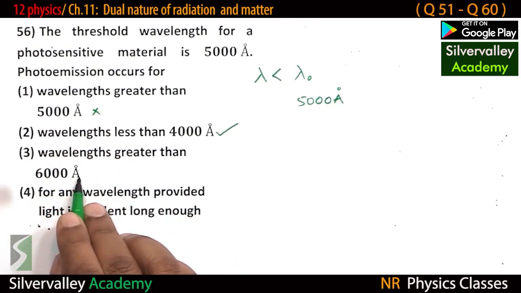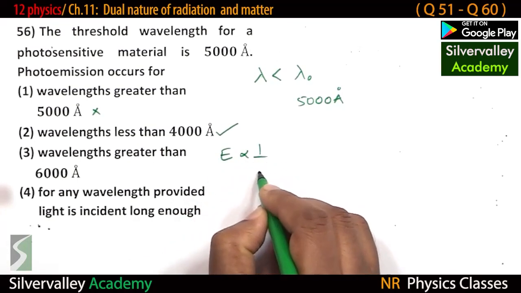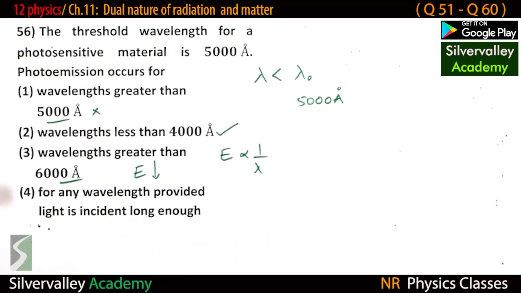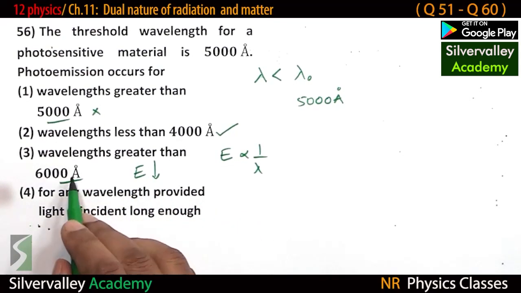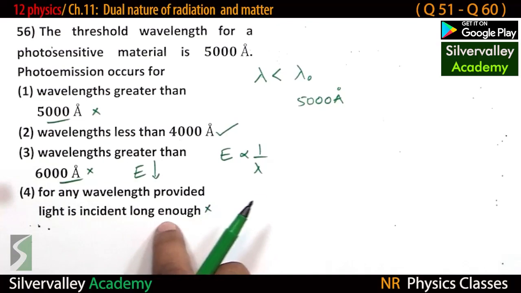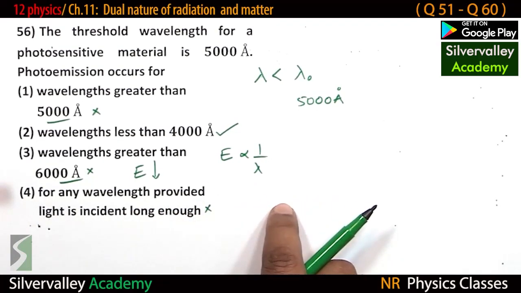Certainly 6000 also cannot remove, because energy is inversely proportional to wavelength. If wavelength increases, then the energy of the incident photon decreases. So even with 6000 angstrom, or greater than 6000 angstrom, it is not possible, for any wavelength, provided light is incident long enough. Light being incident long enough doesn't increase the energy of each and every photon. So this is wrong. Quantum theory says with longer time, more energy cannot be supplied.